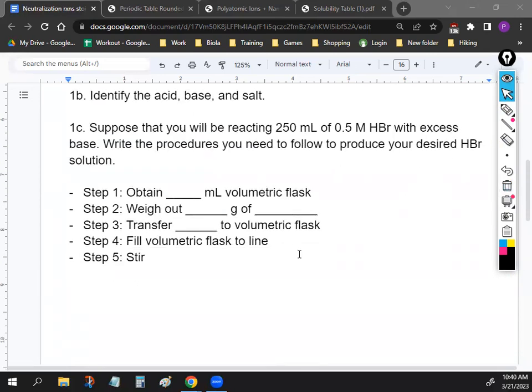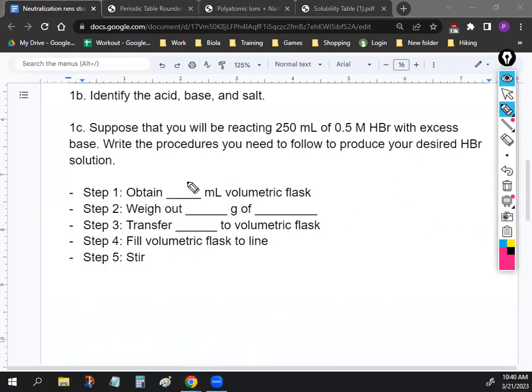So what you want to do when you write the procedures is have these 5 steps, and I'll always have these available to you in your notes. You don't need to memorize them, but you just need to know how to fill in the blanks. Whenever you're trying to make a solution, you're trying to make a liquid with chemicals dissolved in it.